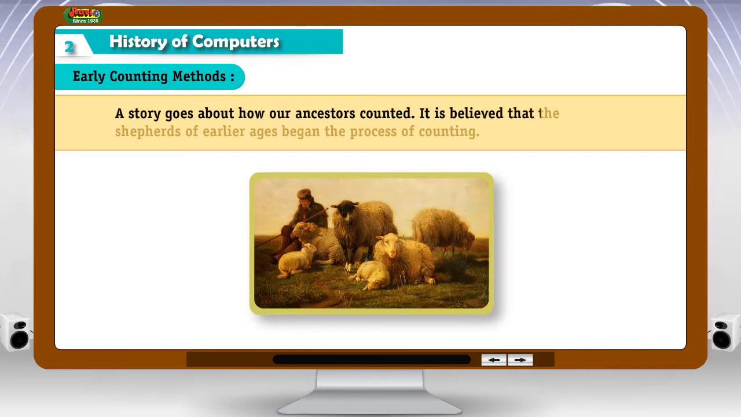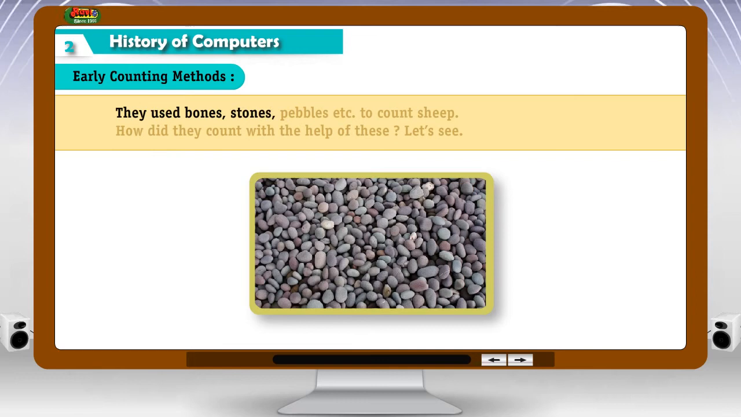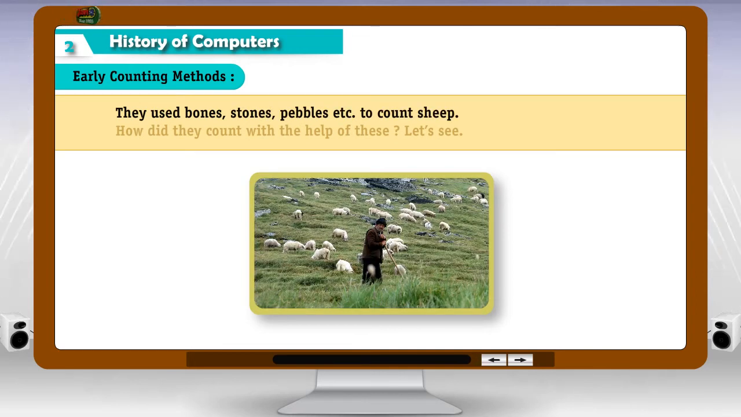It is believed that the shepherds of earlier ages began the process of counting. They used bones, stones, pebbles, etc. to count sheep. How did they count with the help of these? Let's see.